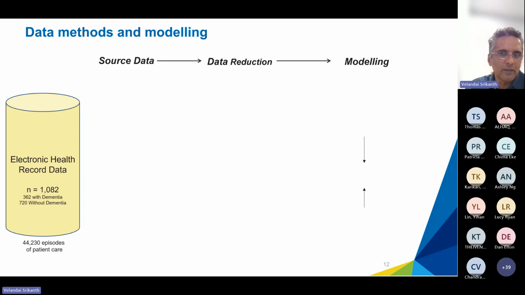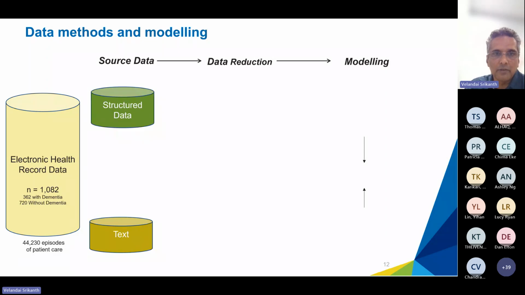So we then had 2 elements of modeling. We had a total sample of about 1,082 people. 362 of those had specialist confirmed dementia, whom we recruited through memory clinics, and 720 without dementia were recruited from the community. They had electronic health data in our systems, but were screened out using a telephone interview. So in all, we had about 45,000 episodes of patient care.